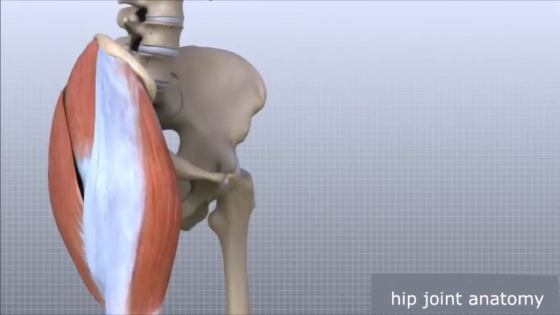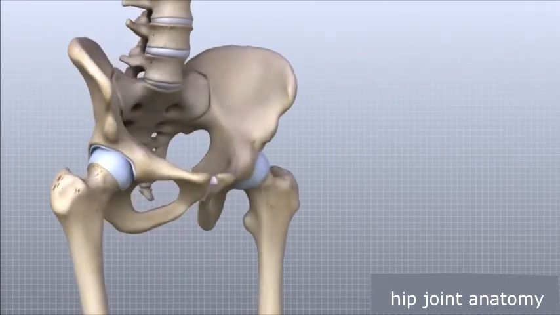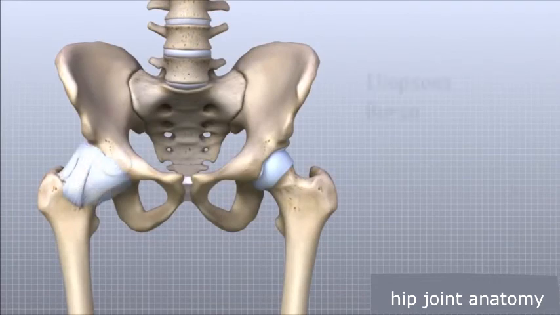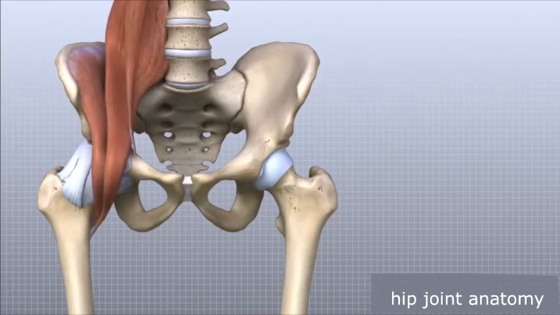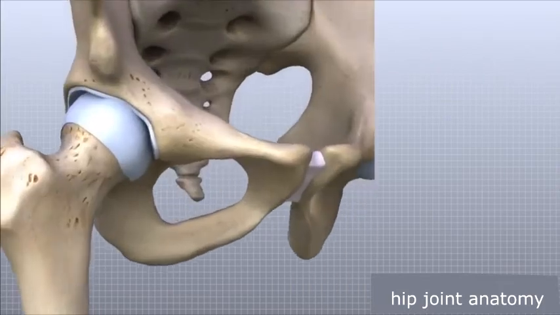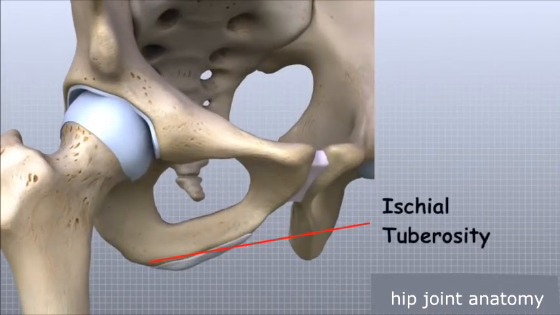Another bursa is present between the iliopsoas muscle and the hip bone, where the iliopsoas tendon passes the hip joint. When this bursa becomes inflamed, the condition is called iliopsoas bursitis. A third bursa covers the ischial tuberosity, the bump of the buttocks which you feel when you sit. Similarly, inflammation of this bursa is called ischial bursitis.